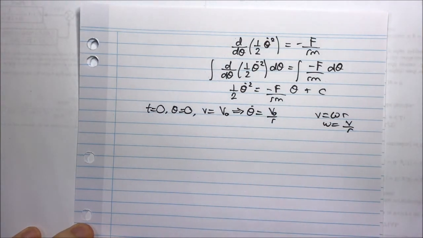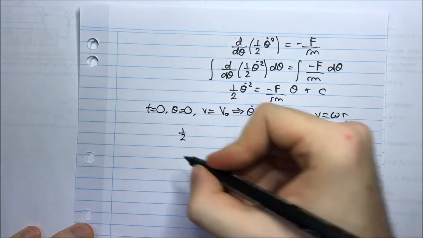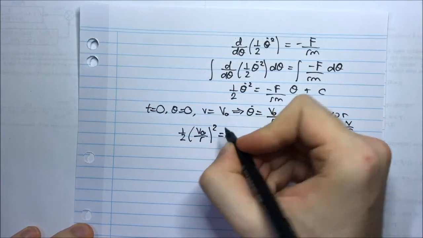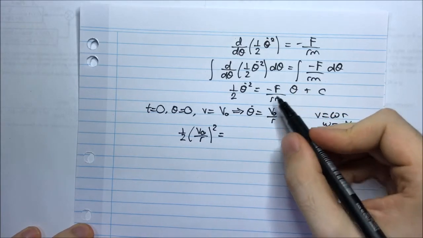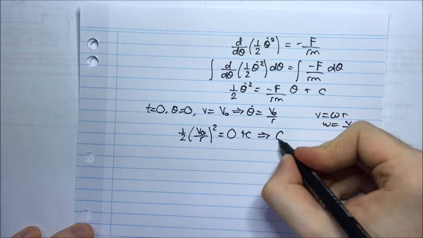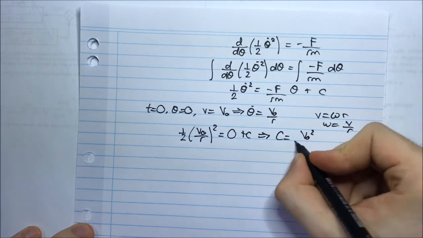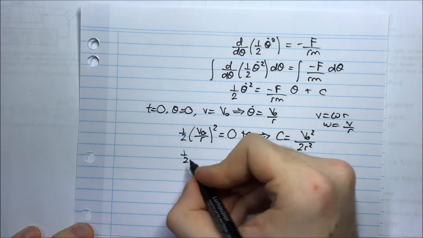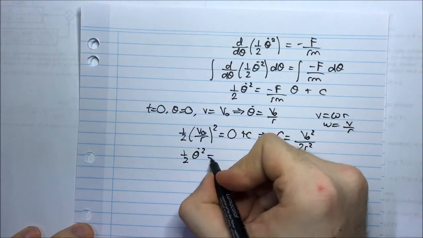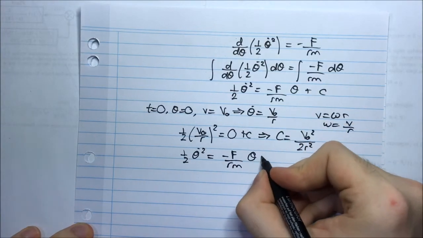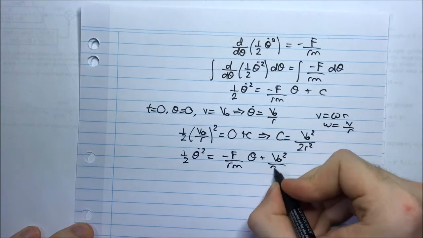And what do I get? Well, I'll have a half times v0 on r all squared equals, this term's going to be 0 because theta is 0, so I have 0 plus c. So that means c is equal to v0 squared on 2r squared. And I can write that back in here. I'll have a half theta dot squared equals negative f on Rm theta plus v0 squared on 2r squared.